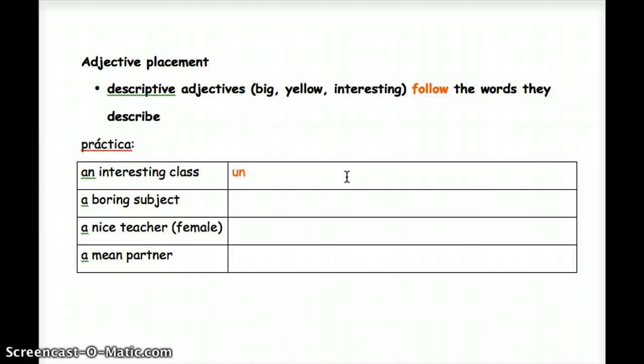So clase is a feminine word, so I'm going to say una clase. And then interesting is going to come after the word clase. You'll notice that clase is feminine, una is feminine. Interesante, I can't make masculine or feminine. It is what it is. But it is in the singular form, just like clase is. Everything matches, everything agrees.